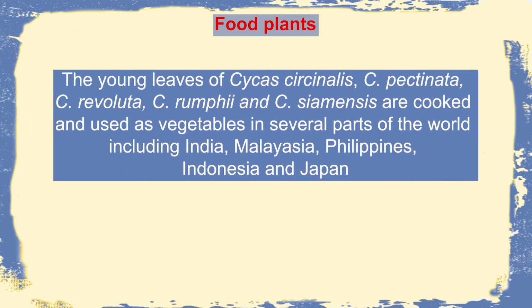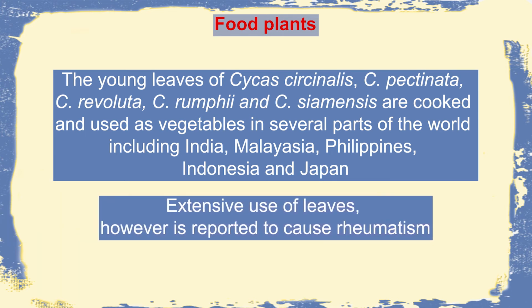The young leaves of Cycas, particularly Cycas circinalis, Cycas pectinata, Cycas revoluta and Cycas rumphei and siamensis are cooked and used as vegetable in different parts of the world, particularly in parts of Southeast Asia, Malaysia, Philippines, Indonesia and also in Japan. The leaf extract can be used in treatment of rheumatism.